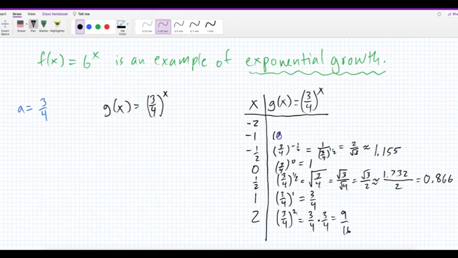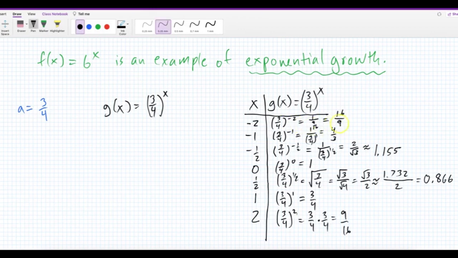Almost done here. 3/4 to the -1, well, that would be 1 over 3/4 to the first power. Well, that's just going to be the reciprocal of 3/4. This is 4/3. Okay. And finally, 3/4 to the -2. This means we're going to have 1 over 3/4 squared. Well, 3/4 squared was 9/16. And so we have the reciprocal of 9/16, which is 16/9.